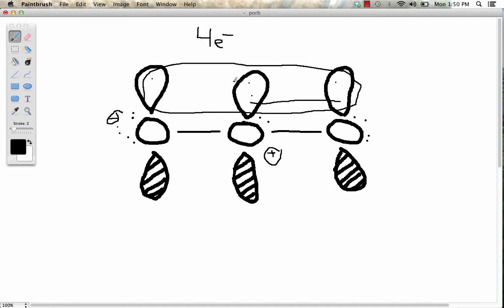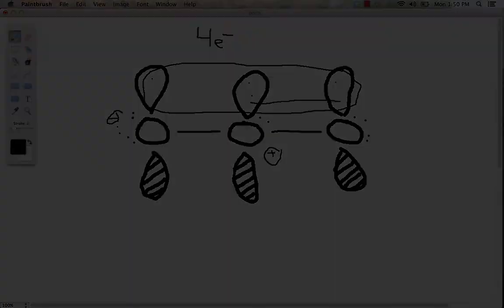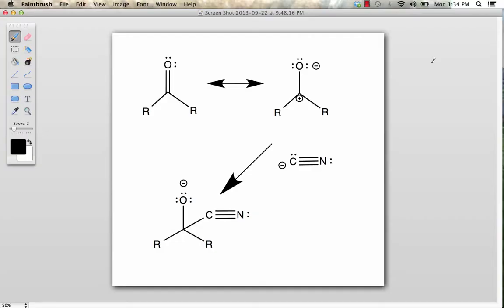The other one, of course, would be flipped around. So this orbital perspective is another way to define resonance, and one that will be useful to think about in terms of looking at reaction mechanisms and looking at how electrons move around, which is a very important concept in the weeks to come.